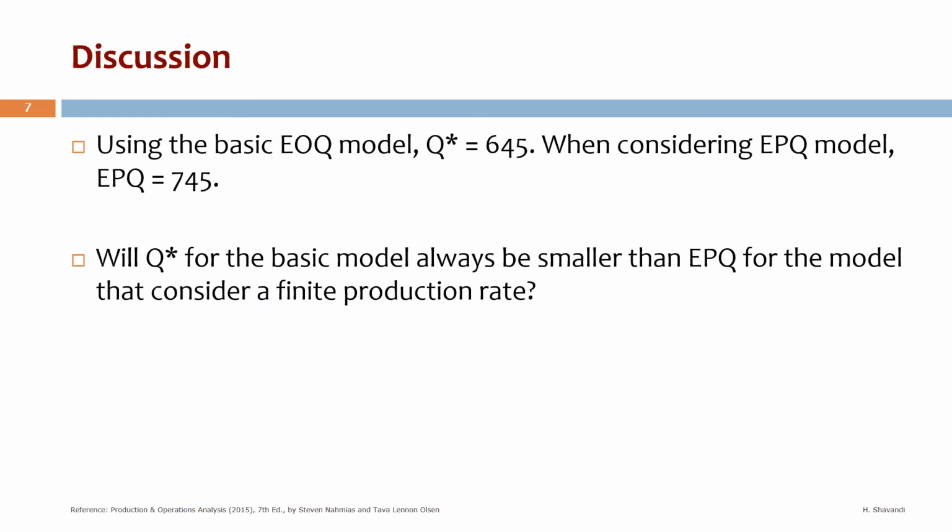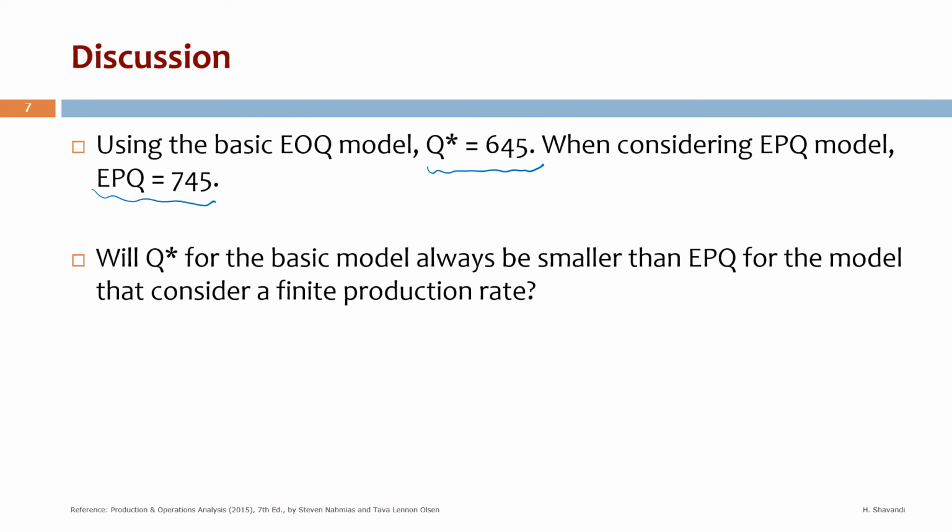Let's have a discussion here. If we assume that there is an external supplier for this part, that we are not going to produce this in our factory, in that case, we will go with EOQ, right? Not EPQ. So if we go with EOQ, then the order quantity size becomes 645. But if we're going to produce it in our factory with a limited production rate P, then the EPQ size becomes 745. So as you see here, the Q* for the EOQ with the same data is always smaller than the EPQ. So is that the case?